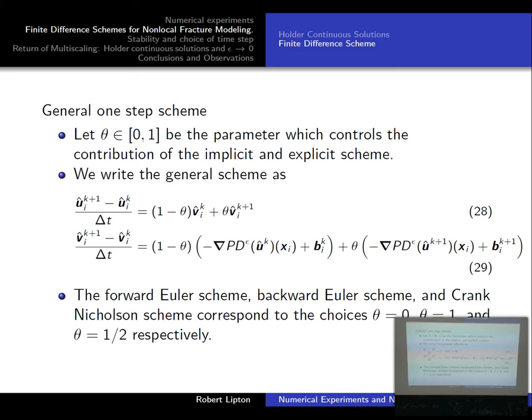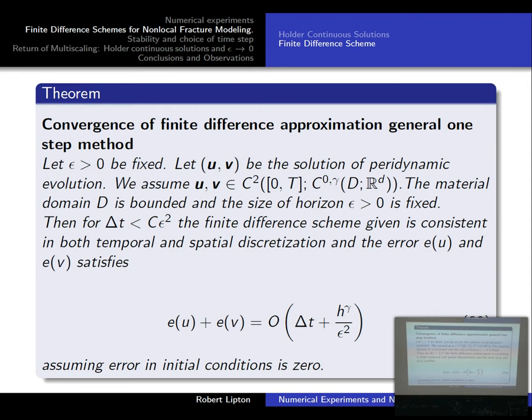Okay, complemented with initial data. Okay. And again, we're going to assume, just for ease of exposition, that the error in initial data is 0. We don't have to, but it just makes for an easier statement.